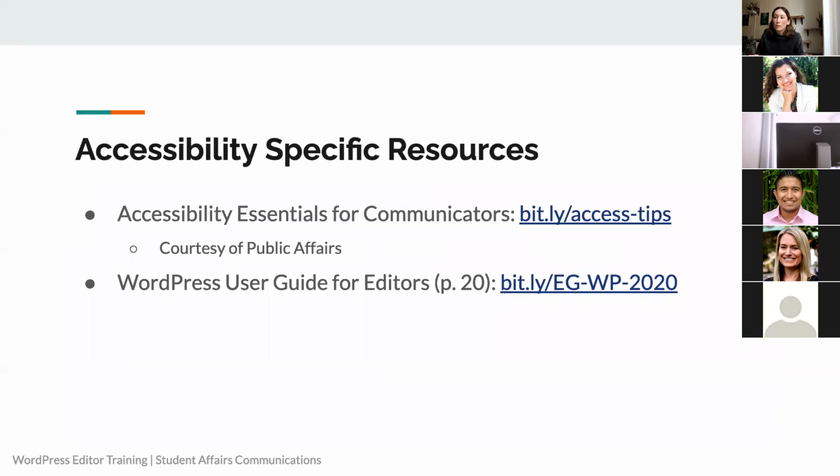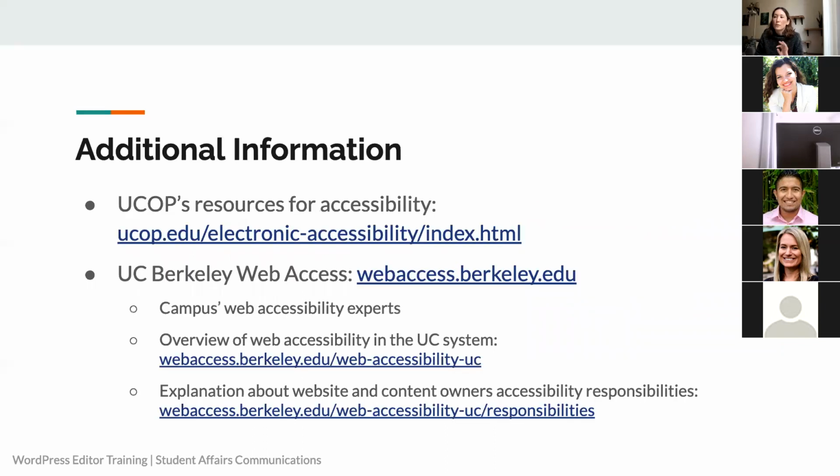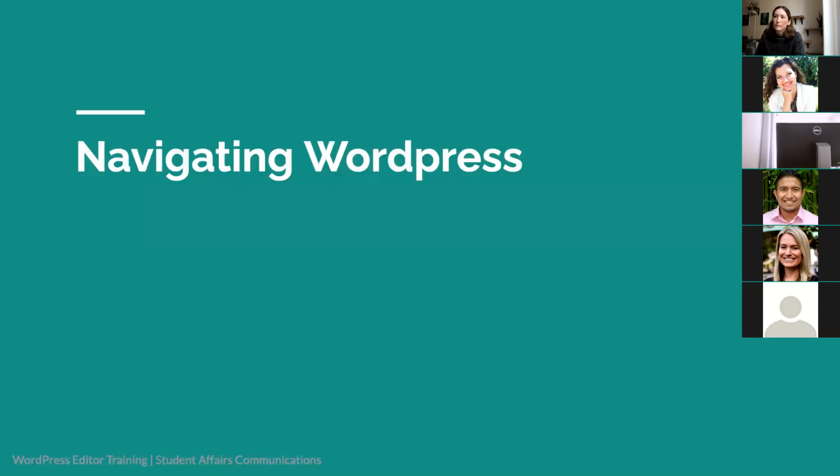And again, I shared these resources in the previous slide, but these are the ones specifically for web accessibility. If you want to learn more about web accessibility and how it fits within the UC system and also within campus, here are some links for you. We have a group on campus called Web Access, who are our web accessibility experts who have a lot of helpful resources, such as an overview of web accessibility in the UC system and also an explanation of how you're responsible for web accessibility on your websites.